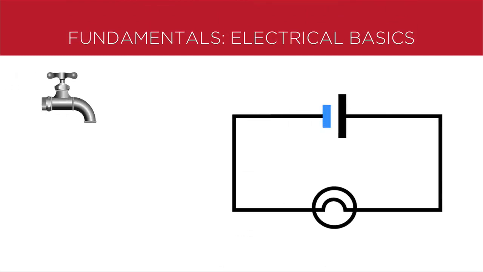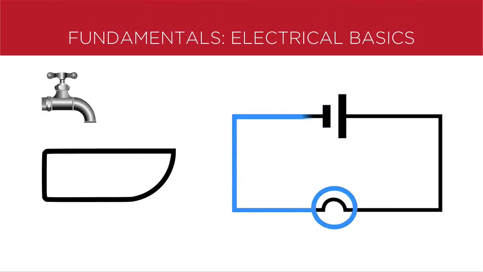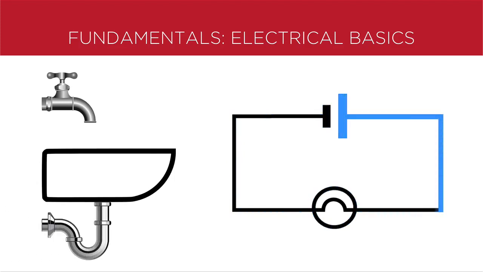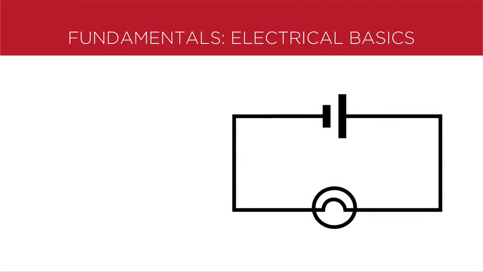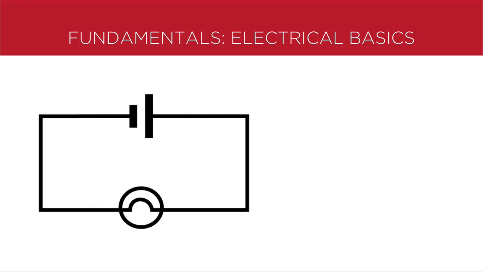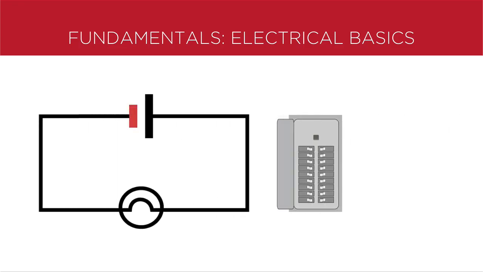Electricity is similar to water. Water arrives under pressure from the source through your faucet, flows into the sink, and leaves without pressure through the drain. For electricity, the hot wire coming from the panel carries full voltage, which flows into the sink, in this case the light bulb, and leaves without voltage through the neutral wire.